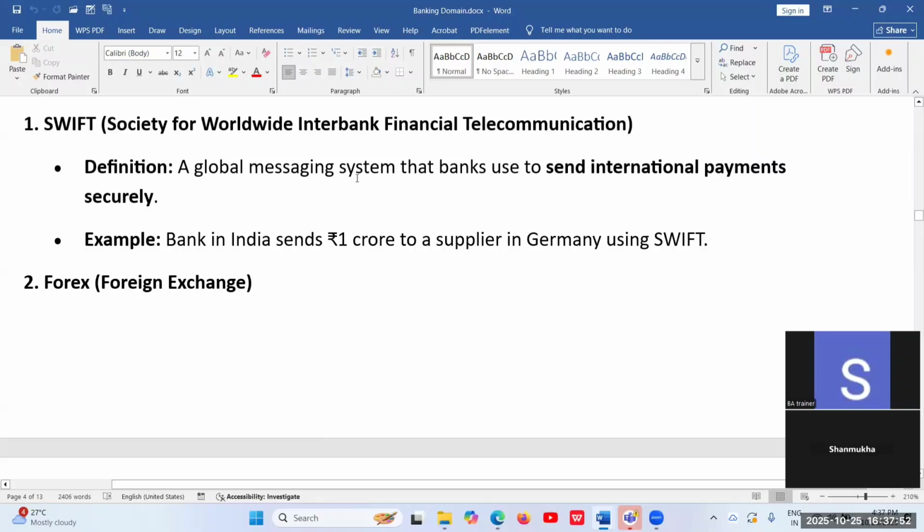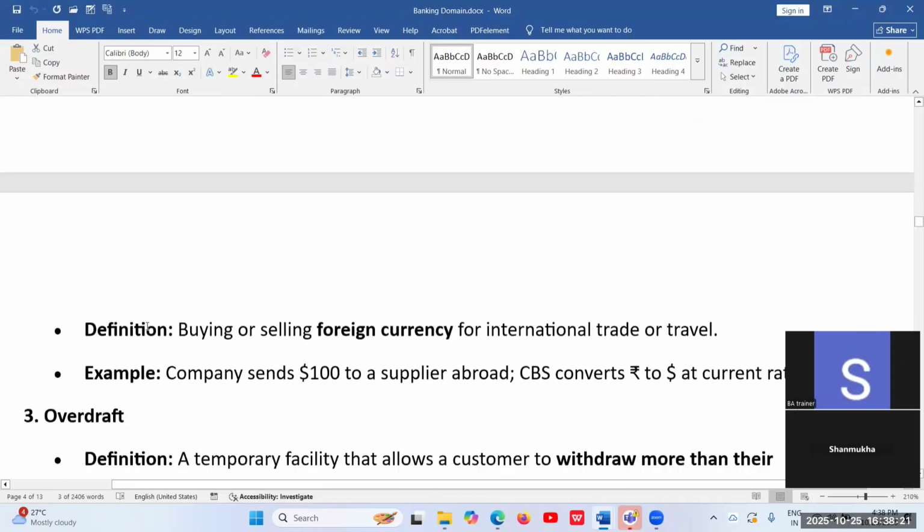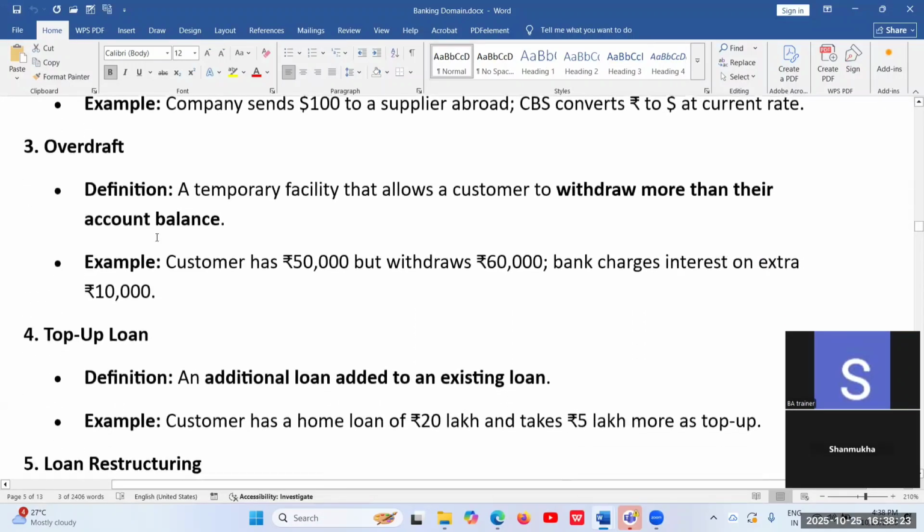This is a payment method which is used internationally. It is not used in India. It is used in the international space. If an international bank department wants to transfer money to recipients, they might prefer this option. We already discussed what is forex, foreign exchange, and we have overdraft.